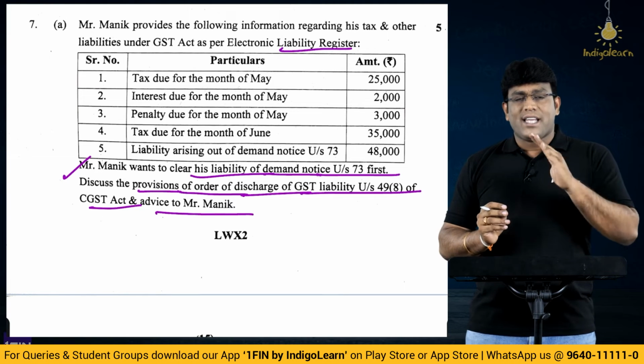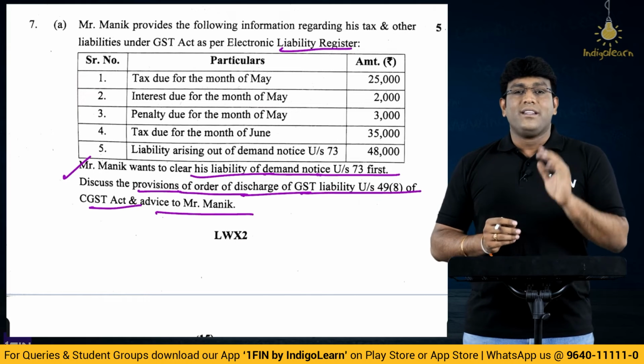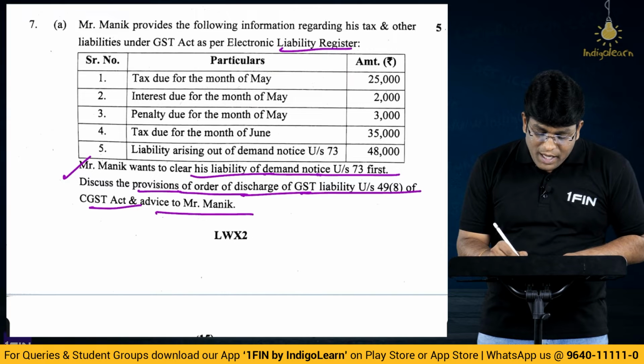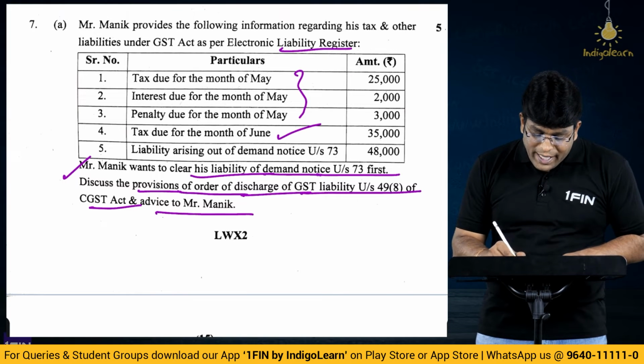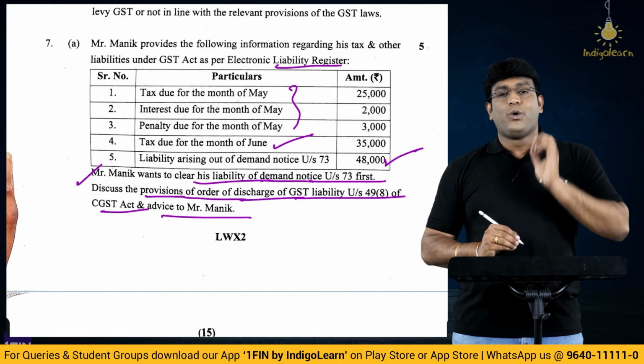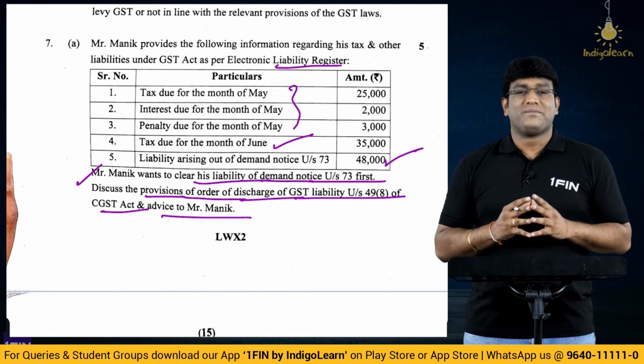After that, tax and other dues pertaining to the current tax period. Then only the demands under 73, 74 are to be cleared. So first, clear the May dues, then clear June dues, then only the liability out of demand notice is required to be cleared. A simple question.